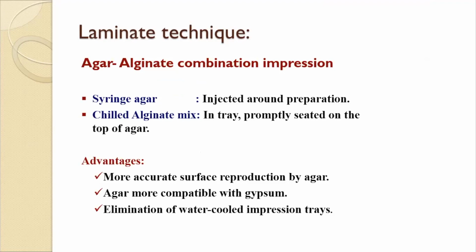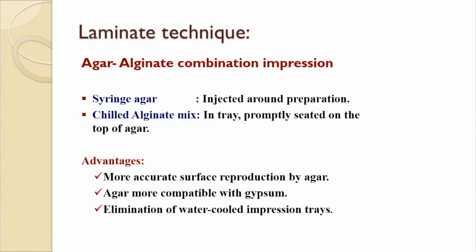Then coming to your laminate technique. Laminate technique is your agar-alginate combination impression technique. So the syringe material is agar. It is injected around the preparation, and then a chilled alginate mixture is used as your tray material.